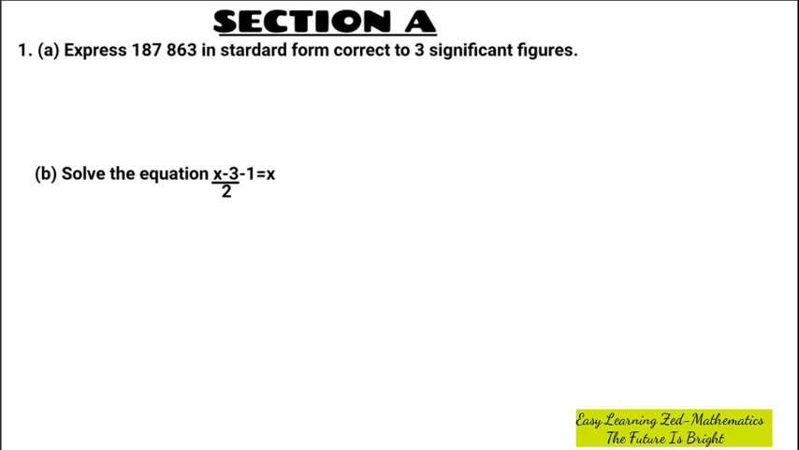So the first question in this paper was starting with section A, as you can see on the screen. Before I start solving these questions, you also need to know that Paper 2, Mathematics Grade 9, comes in two sections. There is section A, which consists of two questions which are compulsory. These questions, you need to answer all of them. Question 1 and question 2 should be answered. You don't have to choose one or leave any. You answer all the questions.